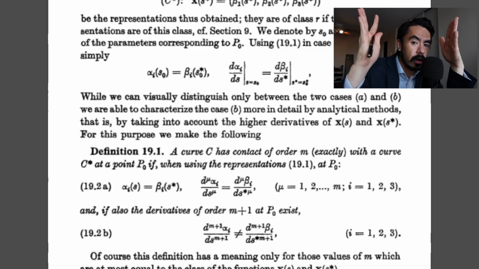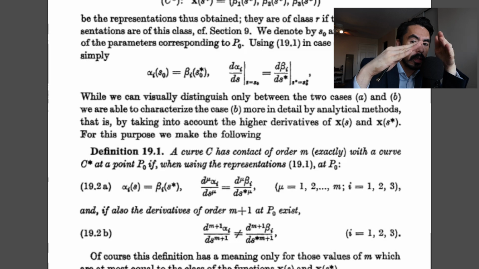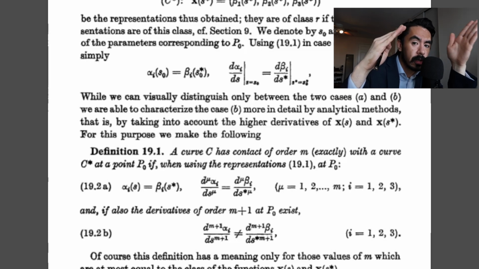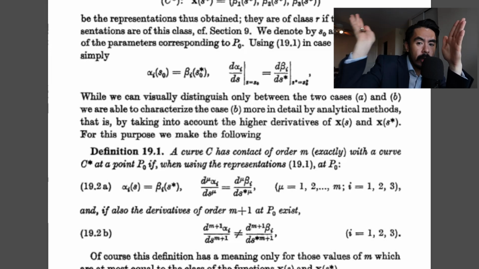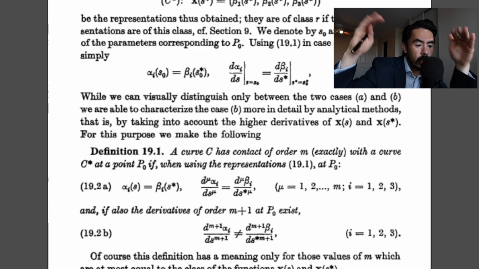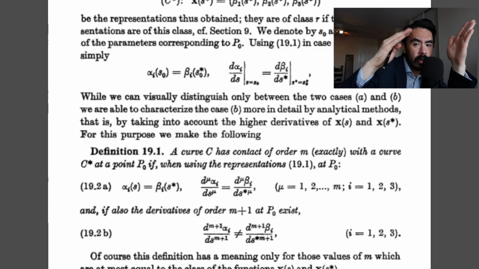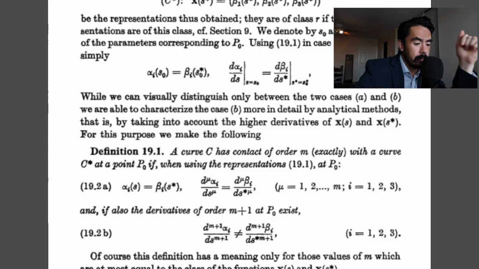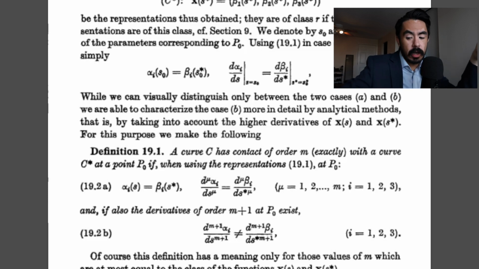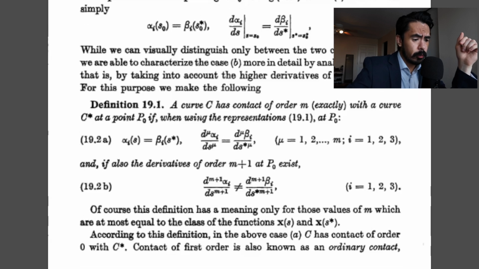For curve C star, where we're looking at the entries of the vector parametric representation of C, that's alpha. The entries of the vector parametric curve C star, that's beta. When you have the m plus 1th order derivative, alpha derivative, beta derivative, not equal at the point P naught. Because we're going to come back to this definition throughout me reading this section. Of course, this definition has a meaning only for those values of m which are at most equal to the class of the functions x of s and x of s star.